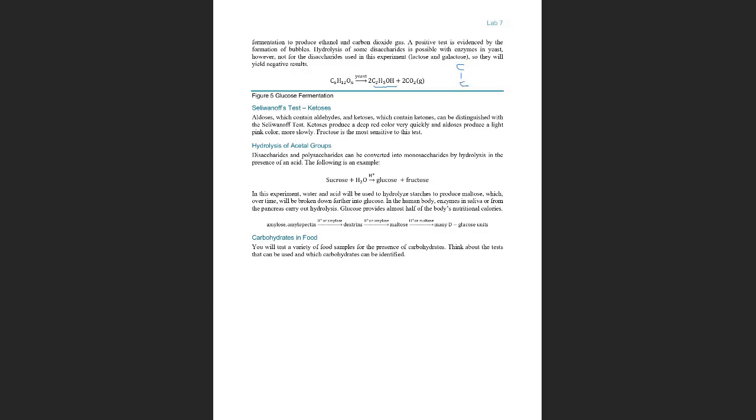It's just 2 carbons. It's an alcohol, has the OH group. So the process of fermentation will give you the alcohol and a gas, carbon dioxide. So how are we going to know that the fermentation is positive, that we have a positive test? We will see bubbles.